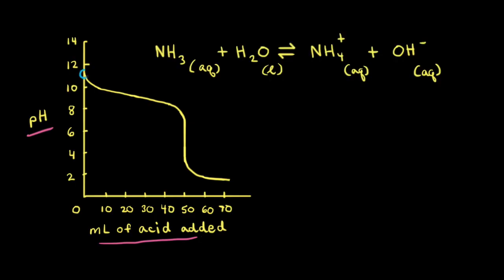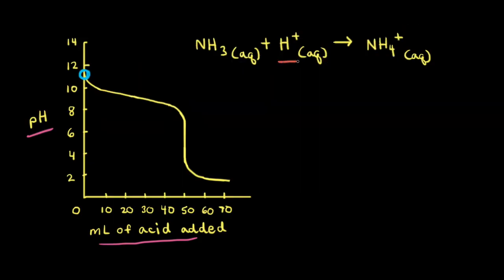Looking at the first point on our titration curve, the pH is relatively basic, so this is before any strong acid has been added. The reason why the pH is basic is because we have an aqueous solution of our weak base, ammonia, which reacts with water to produce ammonium cations and hydroxide anions. And it's these hydroxide anions that cause the pH to be relatively high. However, the equilibrium favors the reactants for this reaction, so we have mostly ammonia and very little ammonium at this point in the titration curve.